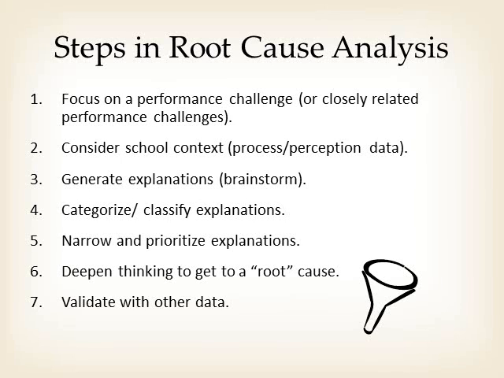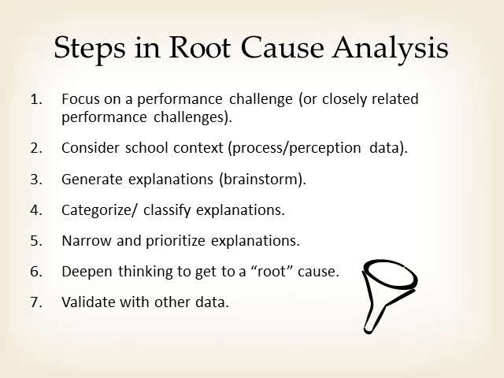The following steps provide a way to structure thinking about the root causes of priority performance challenges. Focus on one performance challenge or more than one closely related performance challenges at a time. Consider the school context. This will include considering school processes and the perceptions of school stakeholders. Generate explanations for the performance challenge by brainstorming. Categorize, classify the explanations, grouping similar explanations together. Narrow and prioritize the explanations, applying some specific criteria.